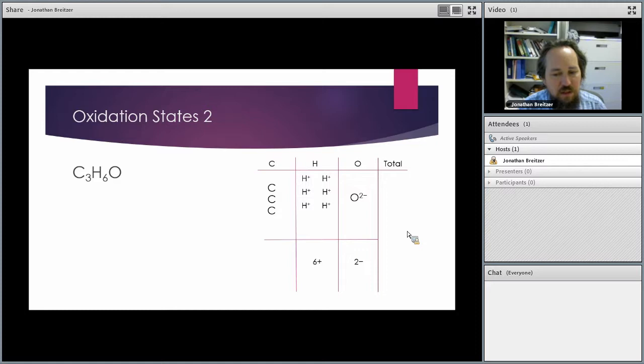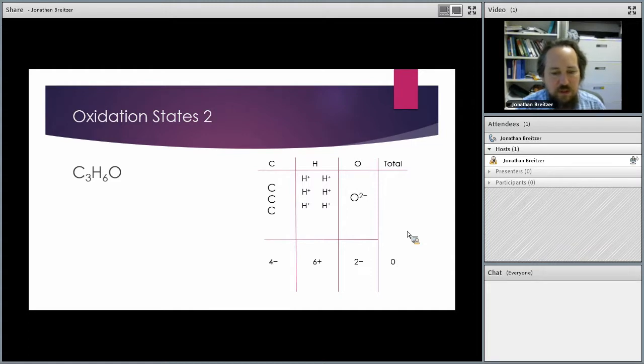Gather up the charges. 6 plus for the hydrogen and 2 minus for the oxygen. But what about the total charge? Well, the total charge is not written, so we assume it's 0. So now what does the carbon have to be to make the total 0? Don't worry about each carbon, just the 3 carbons together. What would they need to be? 4 minus. Now we're not going to try to break that down carbon by carbon. There's no need to do that. But the carbons, when they're 4 minus, together with the 6 hydrogens and the 1 oxygen, that totals out to 0.